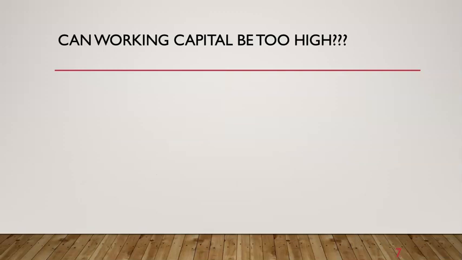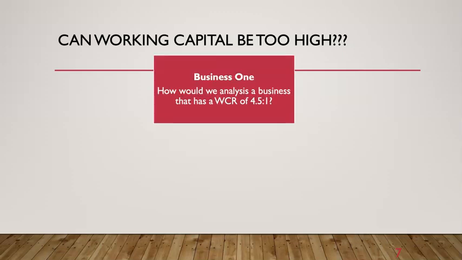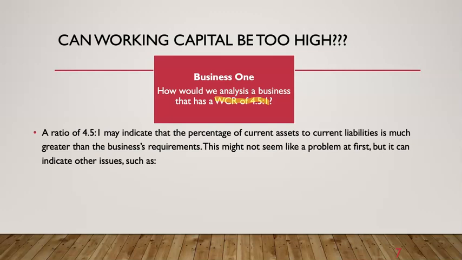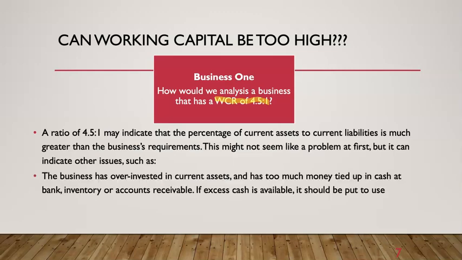Now let's think about, can working capital ever be too high? And the answer is probably yes. If we look at a different business, how would we analyze a business that has a working capital ratio of 4.5 to 1? It has $4.50 of current assets to every $1 of current liabilities. Seems like the liquidity is pretty good. But a ratio of 4.5 to 1 may indicate that the level is much greater than they require. This might not seem like a problem at first, but it can indicate issues. It could be that they've over-invested in current assets.